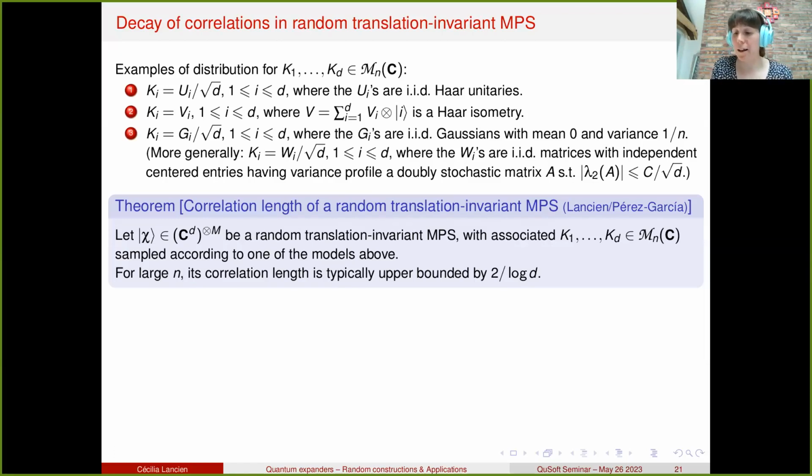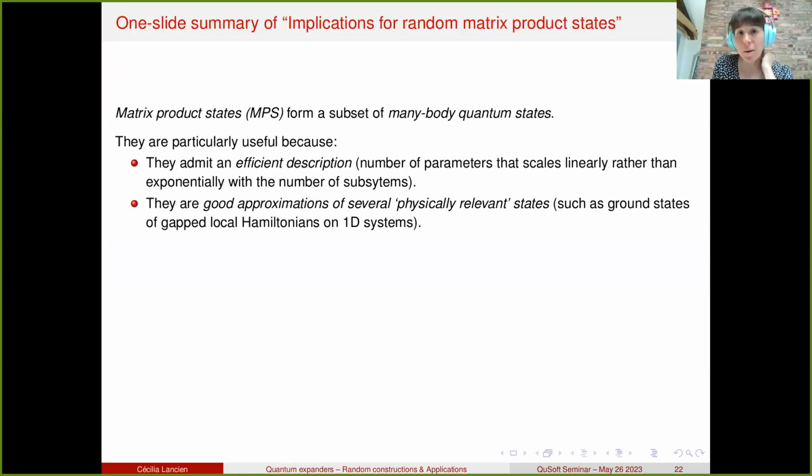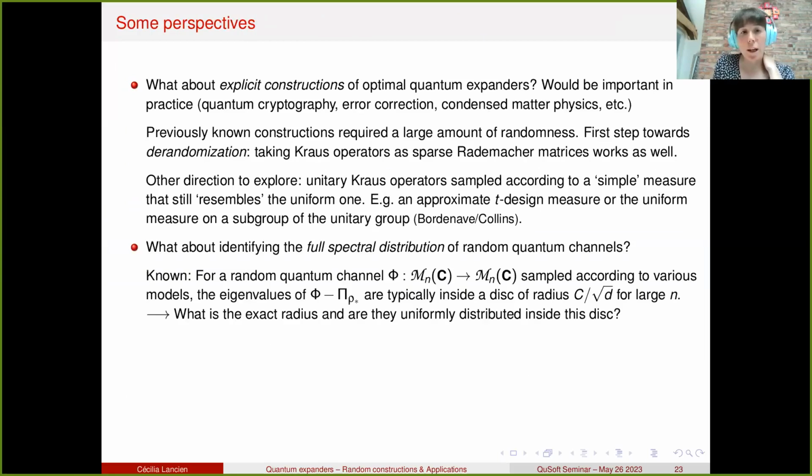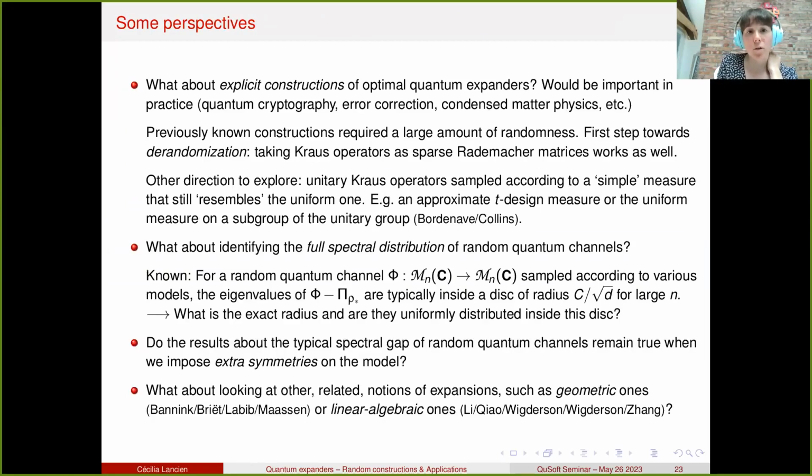And with this, I think I'm really getting to the end of my time. So, okay, here I had written a few perspectives. Some of them I have really already talked about. So the first one is, what about explicit constructions? And some steps toward de-randomization and looking at models that involve unitaries.